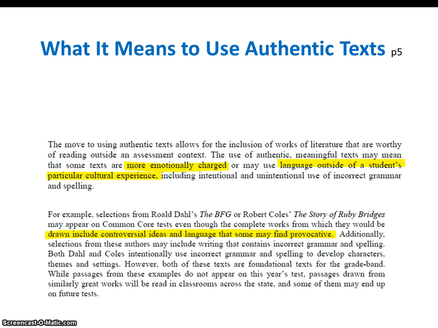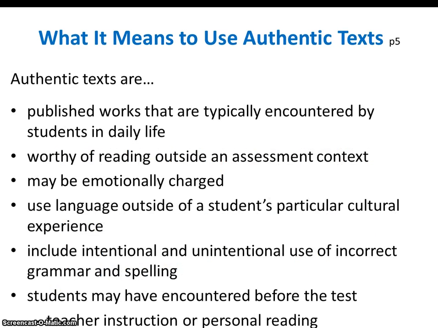Page 5 of the Educator's Guide includes what it means to use authentic text. So, authentic texts are published works that are typically encountered by students in daily life. They are worthy of reading outside an assessment context. They may be emotionally charged. They use language outside of a student's particular cultural experience. They may include intentional and unintentional use of correct grammar and spelling. And students may have encountered the text before the test, either through teacher instruction or personal reading.